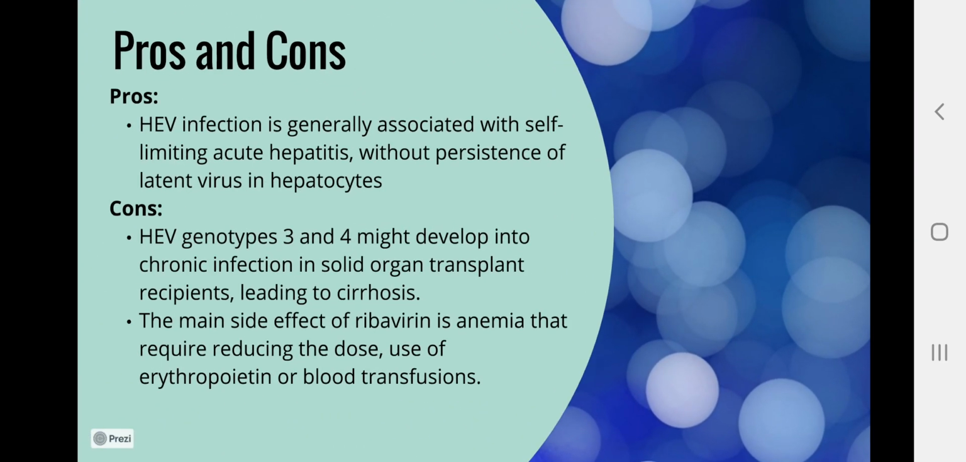Pros and cons. Pros: HEV infection is generally associated with self-limited acute hepatitis without persistence of latent virus in hepatocytes. Cons: HEV genotypes 3 and 4 might develop into chronic infection in solid organ transplant recipients, leading to cirrhosis. The main side effect of ribavirin is anemia that requires reducing the dose, use of erythropoietin, or blood transfusion.